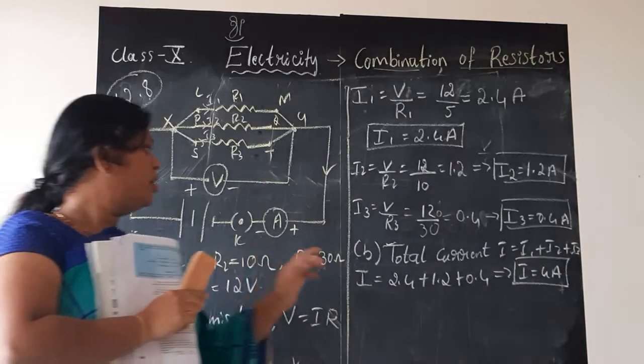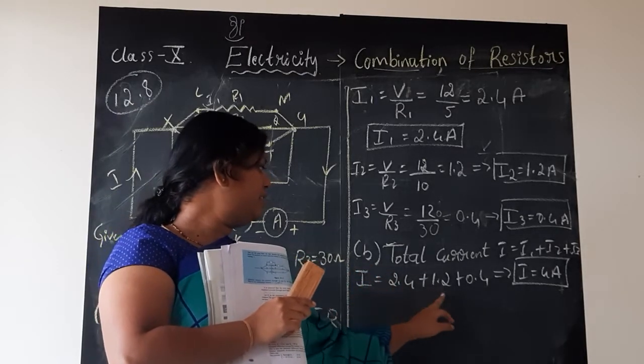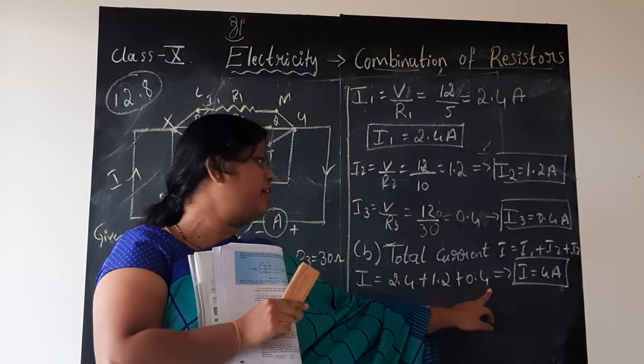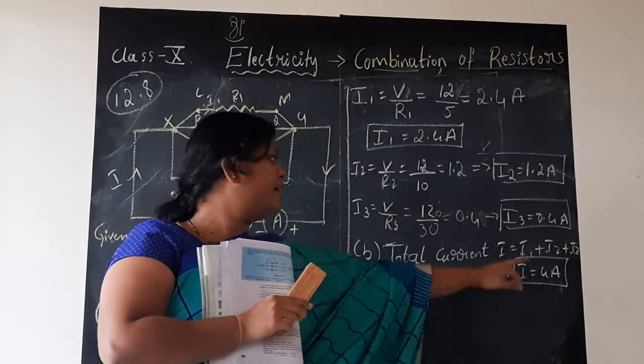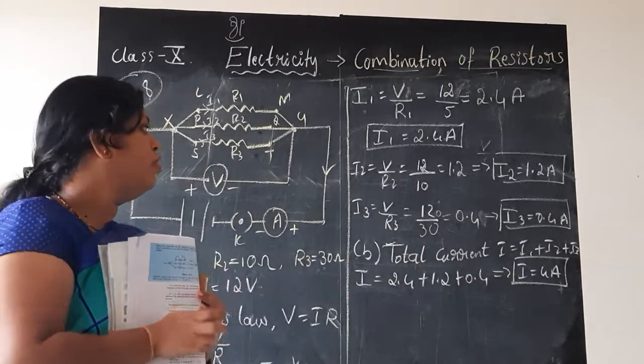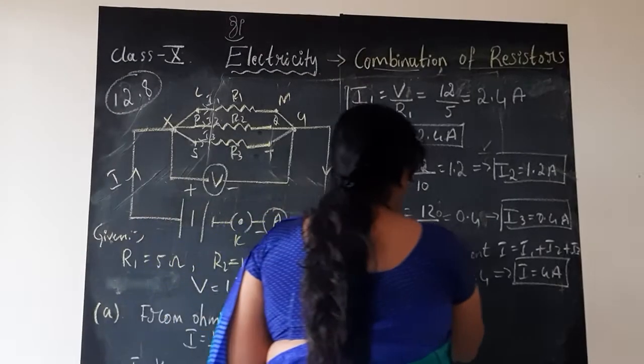How did I get 4? 2.4 plus 1.2 is 3.6. 3.6 plus 0.4 is 4.0. So I is 4 ampere. So the B part we have done.